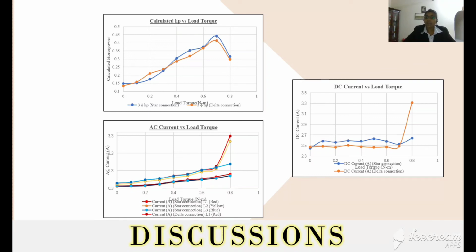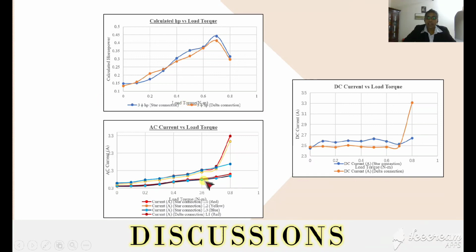For the first figure of the calculated horsepower versus load torque, we can see that the horsepower calculated was linearly related to the load torque because as the load increases, the power increases. Thus, the horsepower also will increase. But once the motor reaches the maximum torque, the power decreases, thus affecting the value of horsepower too.